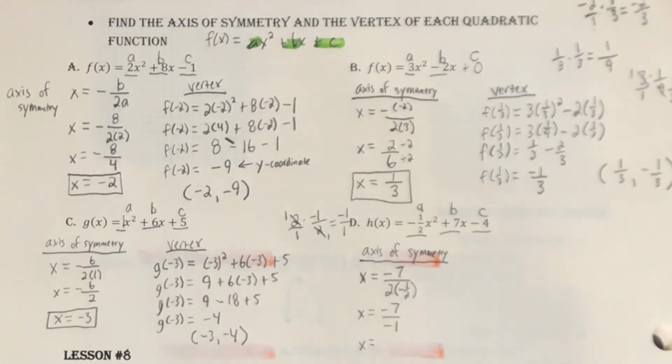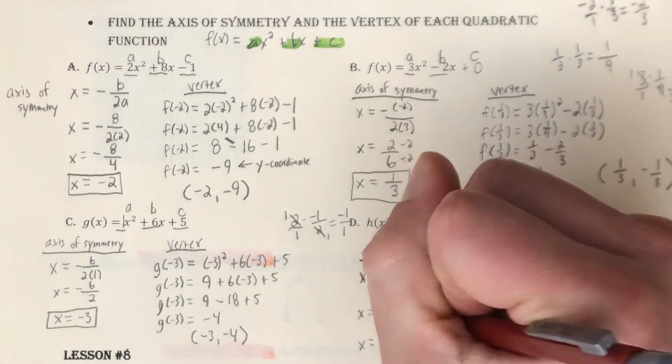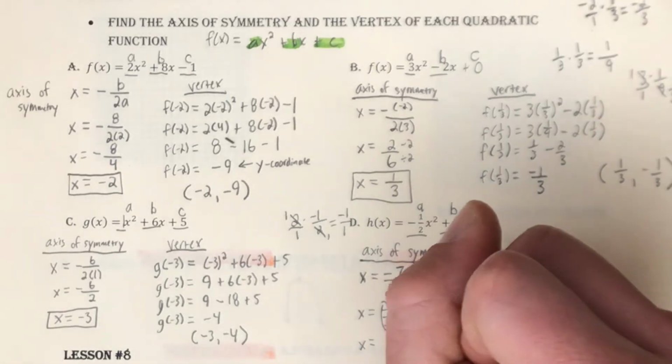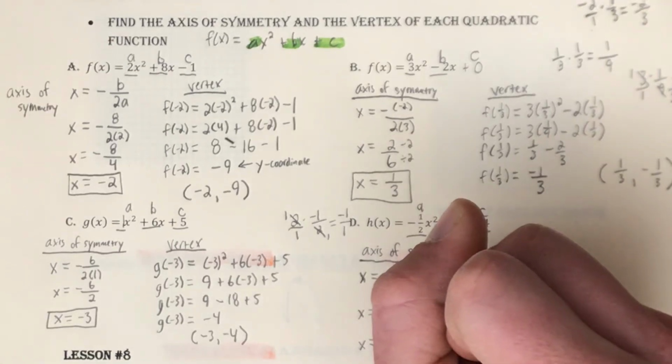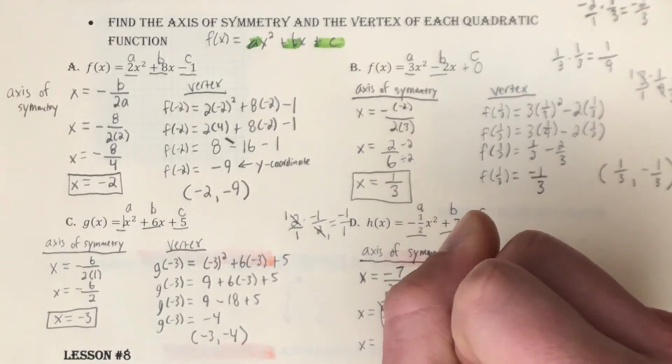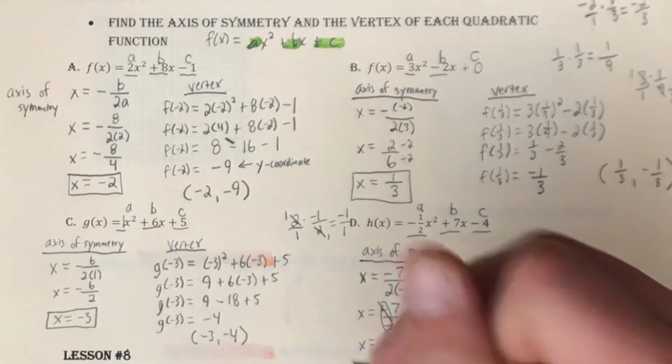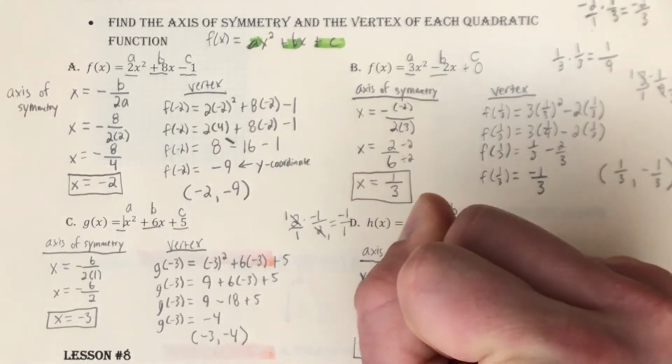Well, anything over 1 is just itself, so I know the denominator is going to go away, but I do have this double negative here. And when you divide a negative by a negative, you end up with a positive. So the negatives are going to go away, and all we're left with is the 7. So x equals positive 7. And that is my axis of symmetry.